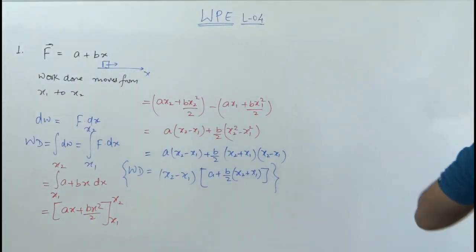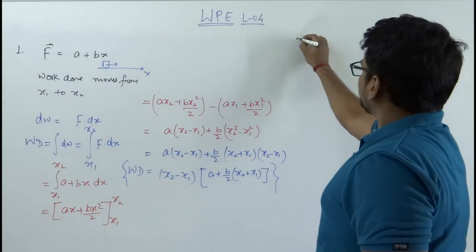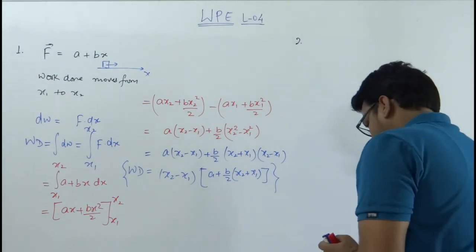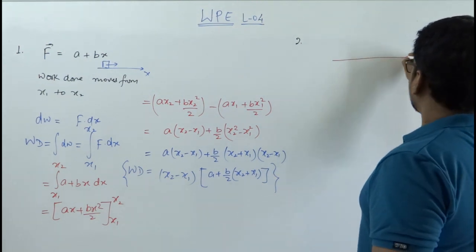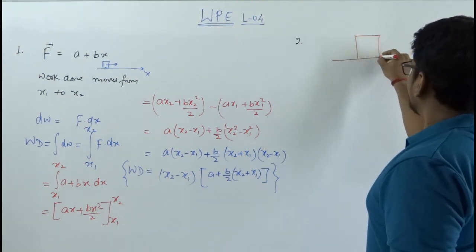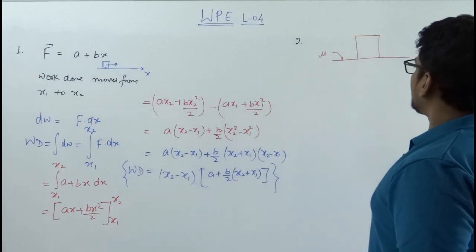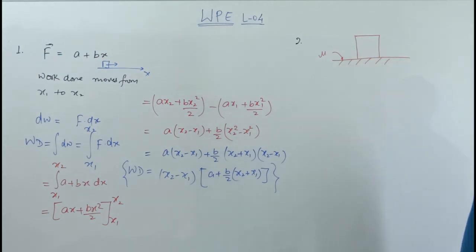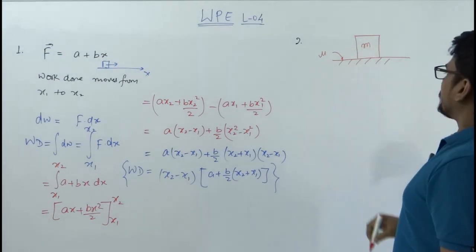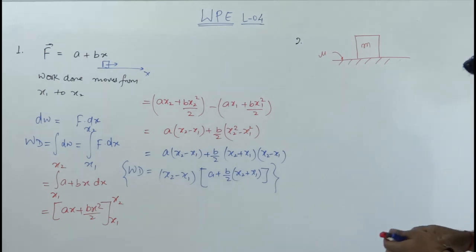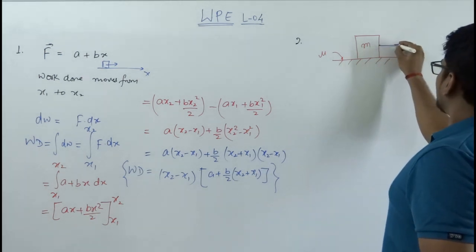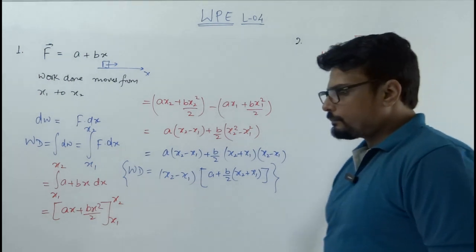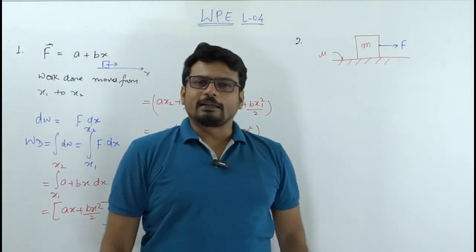All good? Now let's say question number 2. I say that there is a block which is kept. There is a block which is kept on a surface which has a certain amount of friction. So it's a rough surface, and the coefficient of friction between this surface and the block is given as mu. Let's suppose mass of the block is taken as m. Now this block is moved by a force, let's suppose acting in the rightward direction, and the block would start moving. Now my question to you could be of various type.